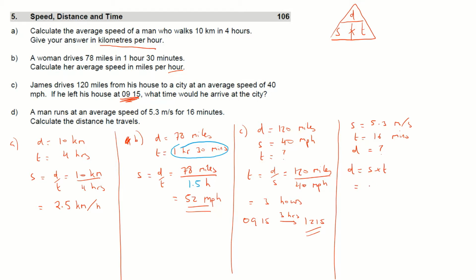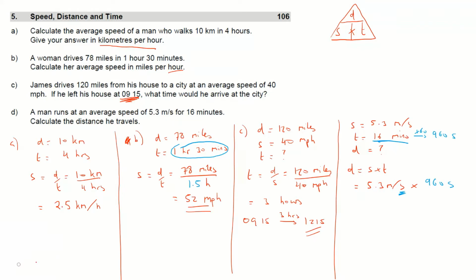All right, speed 5.3 meters per second. And now you'll notice you can't put 60 minutes in for the time here because I've got meters per second here. So this needs to be in seconds as well. All right, now we should know that there's 60 seconds in a minute, and 16 times 60 is 960 seconds. So this is 5.3 meters per second times 960 seconds.